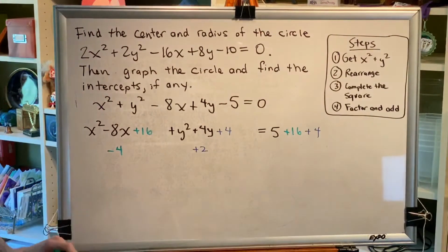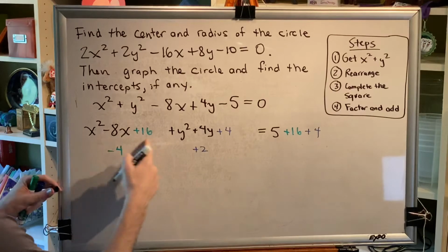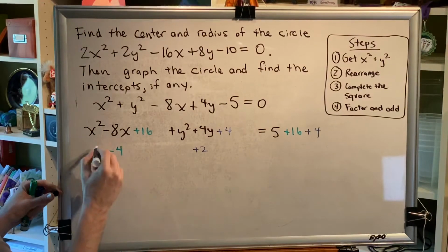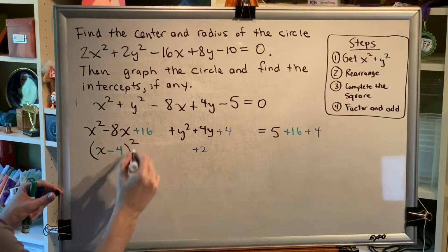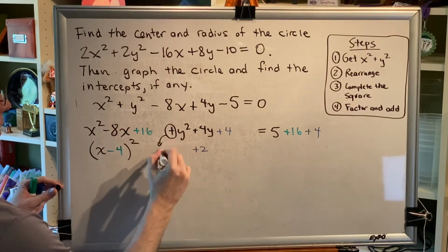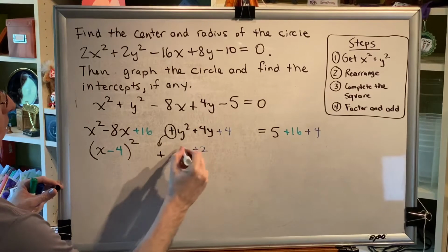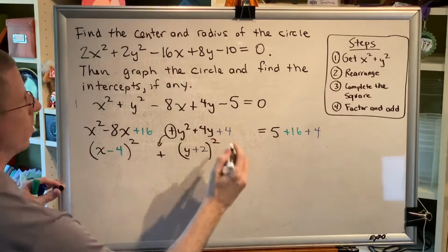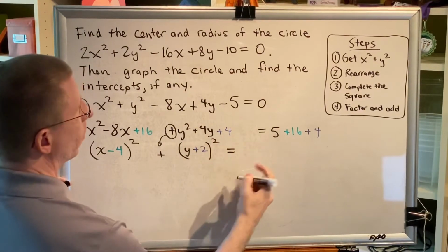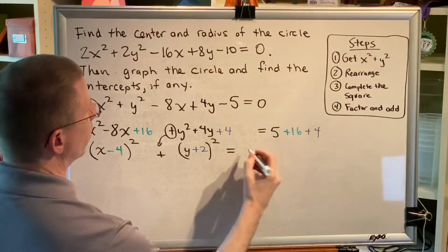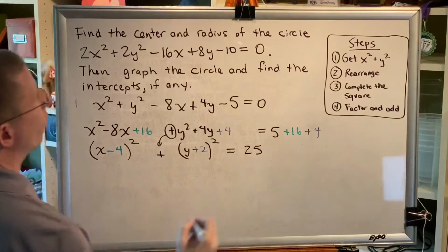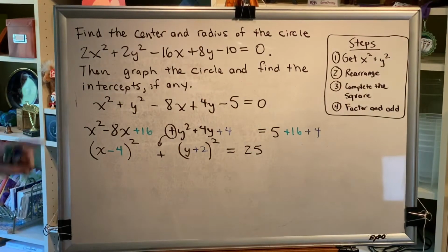Next, factor and add. Factor x squared minus 8x plus 16. Just put an x in front of that negative 4, put it in parentheses, square it. Move down this plus. Put a y in front of that positive 2, put it in parentheses, square it. Equals all of these numbers added up. Well, 16 plus 4 is 20, plus 5 is 25. We've now converted from general form to standard form.